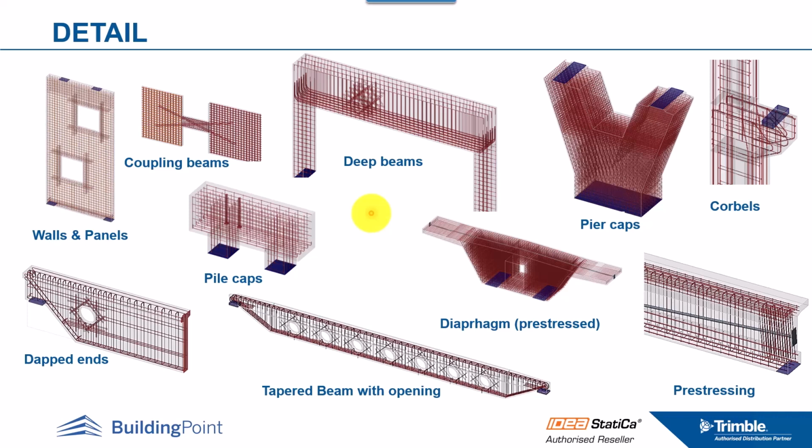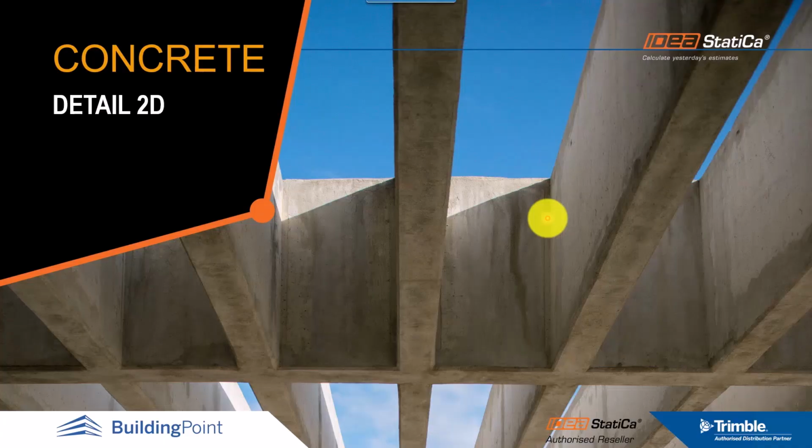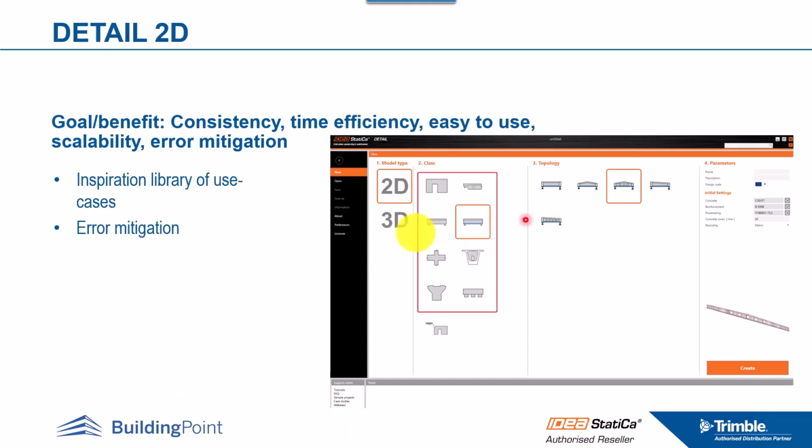Here you have some examples of IDEA StatiCa Detail with the disturbed region or the discontinuity region. For example, walls and panels, coupling beams, deep beams, pier caps, corbels, diaphragms for pre-stressing even, tapered beams with openings, pile caps, dapped beams. You have all these kinds of issues, which are really difficult to deal with if you want to do manual calculation or check them in a spreadsheet or any other tools. So let's go to 2D.